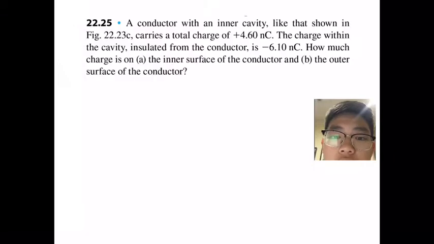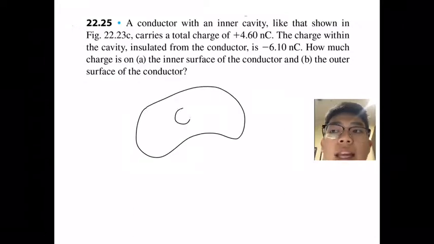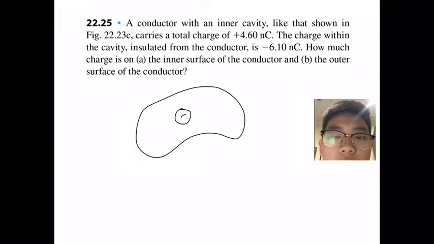So for our first question, we have: a conductor with an inner cavity like that shown in figure 22.23c carries a total charge of 4.6 nanocoulombs. The charge within the cavity, insulated from the conductor, is negative 6.10 nanocoulombs. How much is the charge on A, the inner surface of the conductor, and B, the outer surface of the conductor? So first, let us take a look at our given.